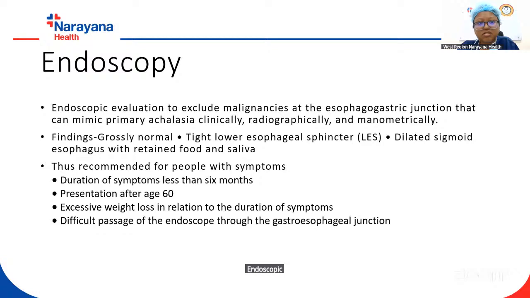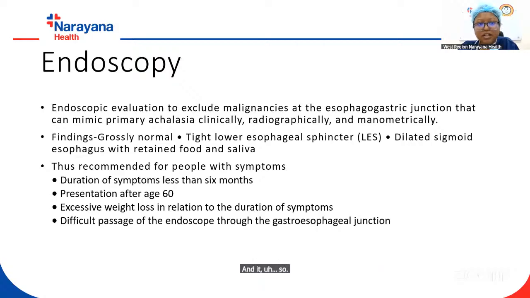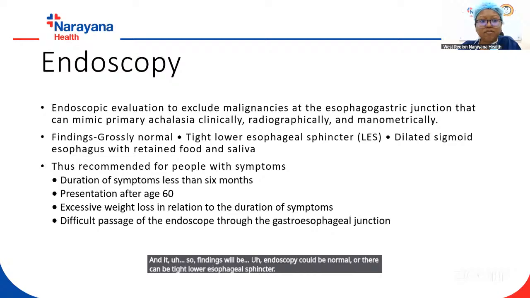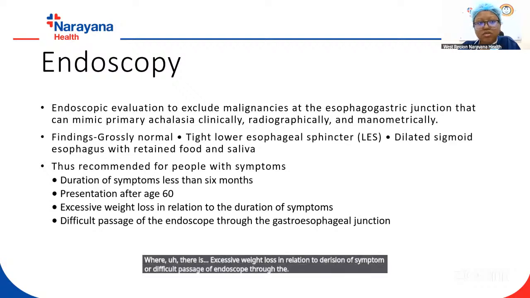Endoscopic evaluation is done to exclude malignancy at the esophagogastric junction, and findings on endoscopy could be normal, or there can be a tight lower esophageal sphincter, a dilated sigmoid esophagus with retained food and saliva. It is recommended for people with symptoms where there is excessive weight loss in relation to duration of symptoms or difficult passage of the endoscope through the gastroesophageal junction.